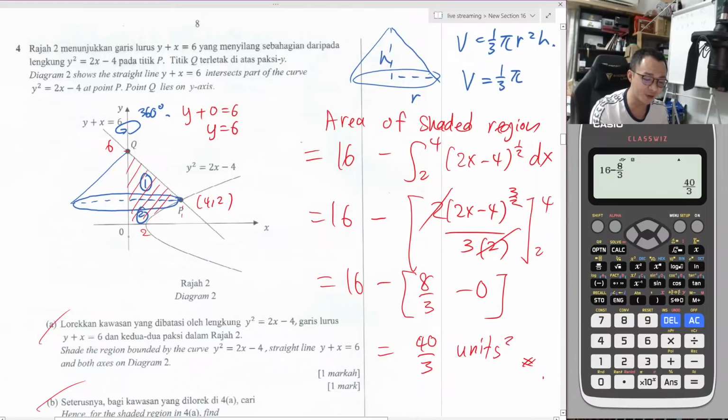My radius is from 0 to 4 here, isn't it? My radius is 4 squared. Okay, my height is basically from 2 to 6, sorry. So it will be 4 units as well. So it's 4. So this one is actually 64 pi over 3 for the triangle.